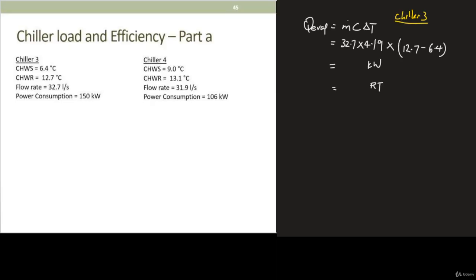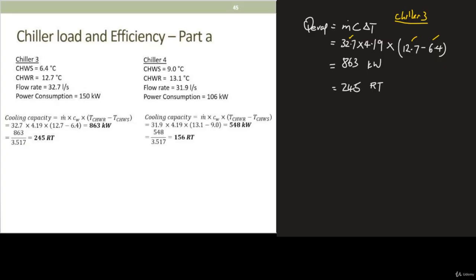So repeat this process for chiller 4 just by changing all the numbers here. Instead of 32.7, you will use 31.9, and the temperature will be 13.1 minus 9 degrees Celsius. Then you will get your load. First, for chiller 3, you will get 863 kilowatts and 245 RT. And similarly, for chiller 4, you'll get 548 kilowatts and 156 RT.